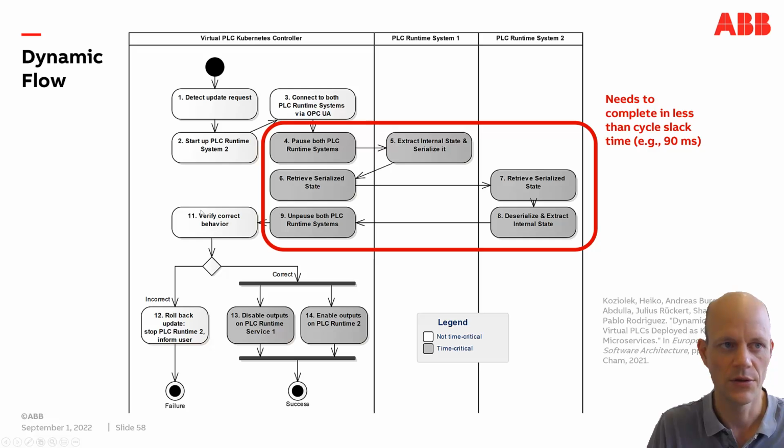And if the new updated version of the control logic gives wrong signal values or undesired signal values because there's some error in the update, then we can also roll back the update, stop the second runtime, and inform the user. If it goes through, then we disable runtime 1 from writing outputs to the control valves, for example, and enable PLC runtime 2, the updated PLC runtime, to write those outputs. And then afterwards, the update is successfully carried out.